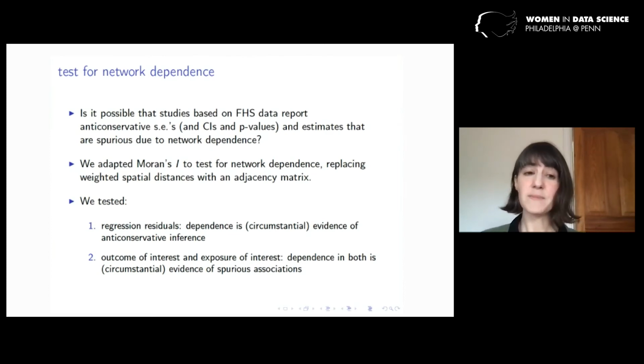I'm saying circumstantial evidence because we really don't have a good way of linking finding evidence of dependence to just how wrong results in the published literature could be. So this finding evidence of dependence suggests it was wrong to use models that assume the data are IID, but it doesn't tell you whether the conclusions themselves are incorrect.